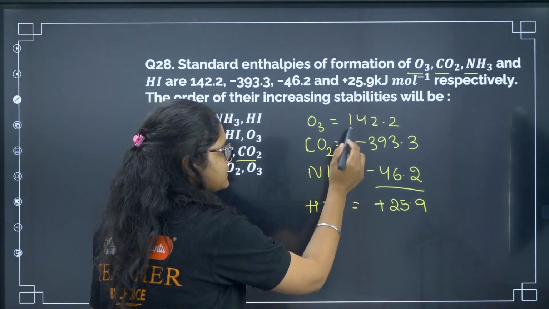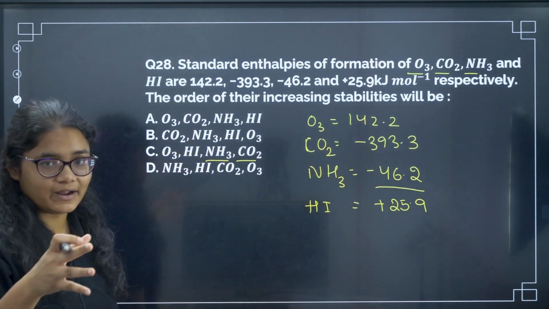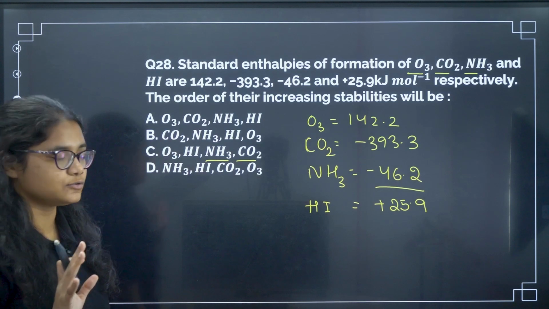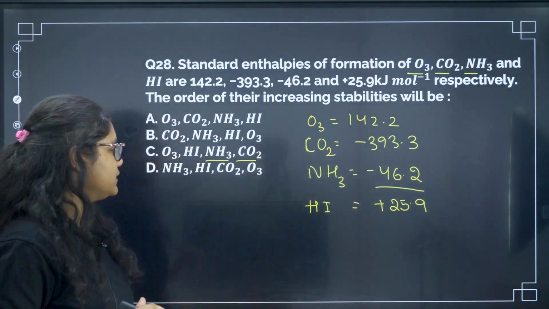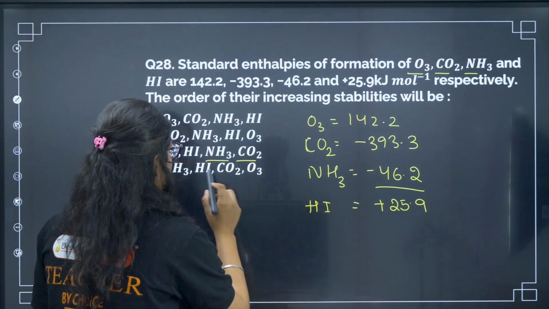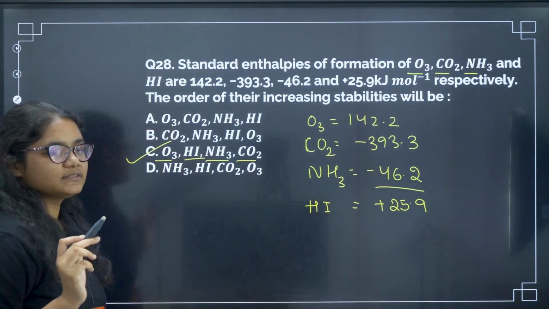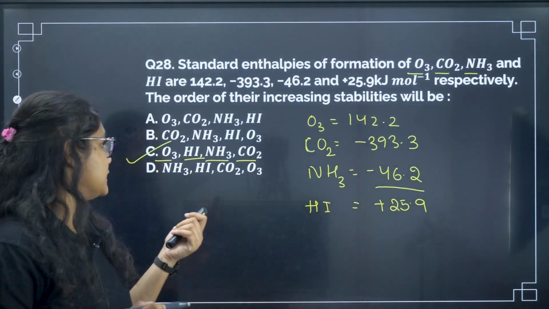Now in these two cases, what has happened? Energy has to be provided for the formation of these two. For O3, more energy is provided, so that is more unstable. So the least stable will be O3 and then HI. So the correct answer for this question will be option number C.